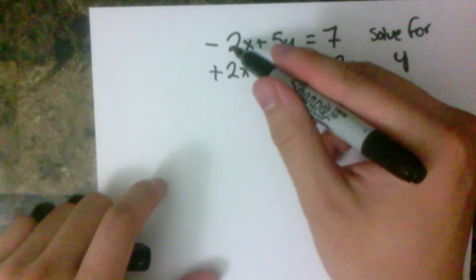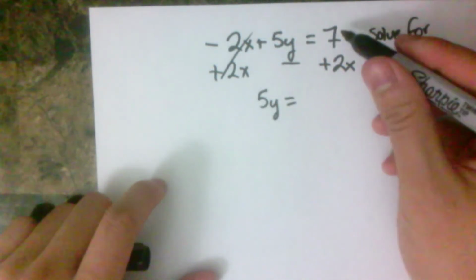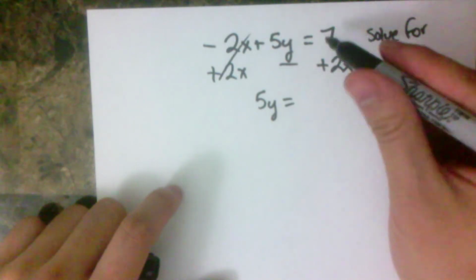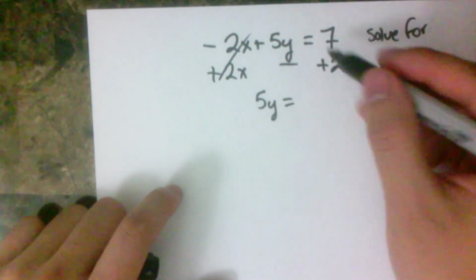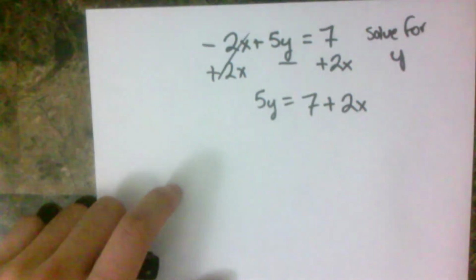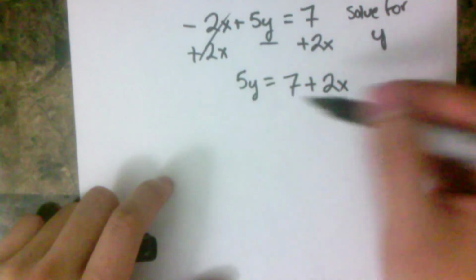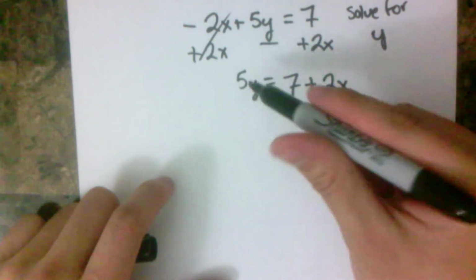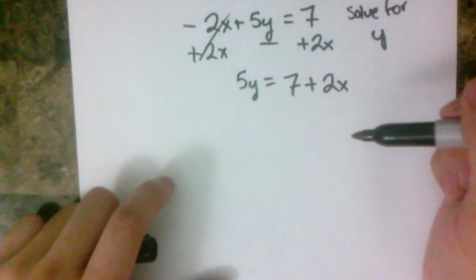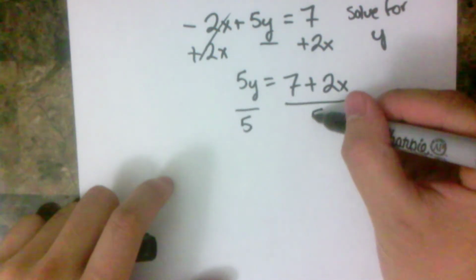So minus 2x plus 2x cancels out. You're left with just 5y. And then over here, 7 plus 2x. Again, this doesn't have a letter. This has an x. They're not like terms, so you just write them right next to each other. All right. Last step, this is 5 times y. I need to get y all alone, so how do I get rid of that 5? So it's 5 times y. You want to do the opposite. Divide by 5. Divide by 5.